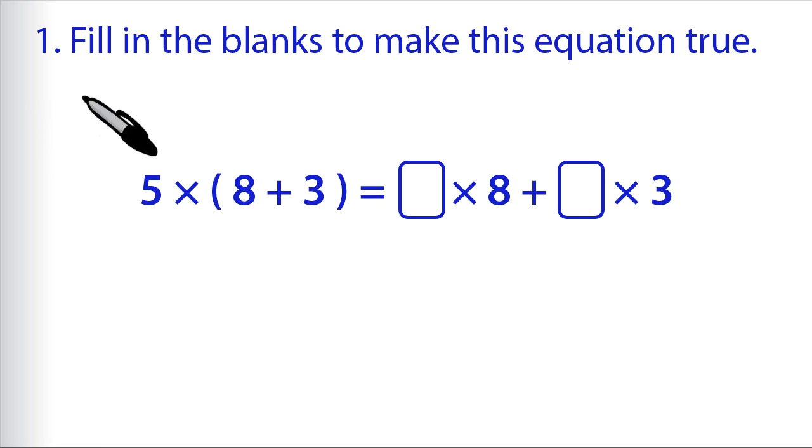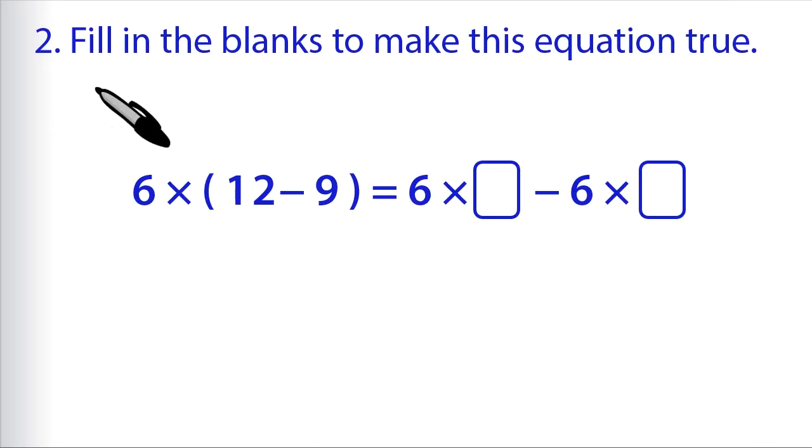For our first problem, we need to fill in the blanks to make this equation true. We have 5 times the group, 8 plus 3, equals blank times 8 plus blank times 3. To make this equation true, we're going to have to use the distributive property and distribute this factor of 5 to each of these parts, 8 plus 3. So, in these blanks, we just put a 5. That is the factor that we're distributing to this group.